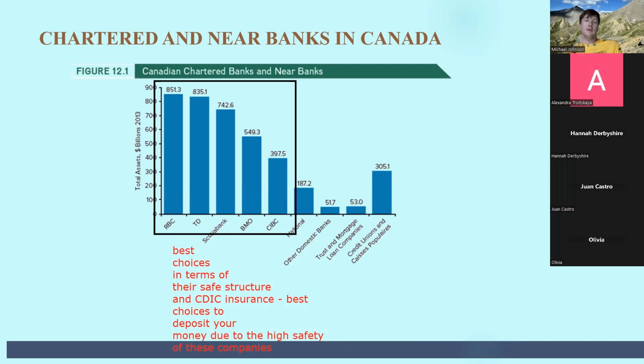I am an investor in RBC, TD, and BMO. Very good investments, and very good deposit places.